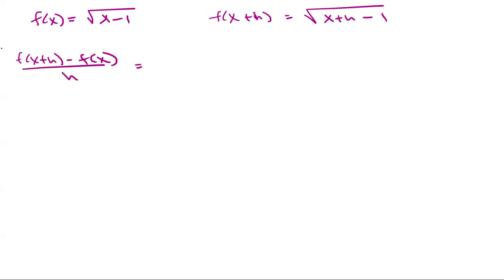Okay, so f of x plus h is going to be this here. And then f of x is the square root of x minus 1, divided by h.